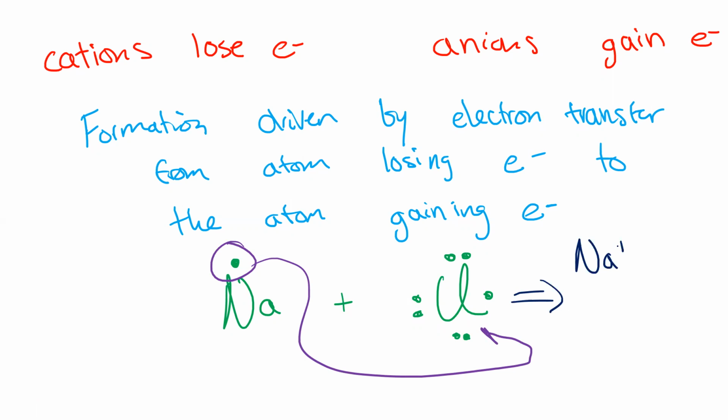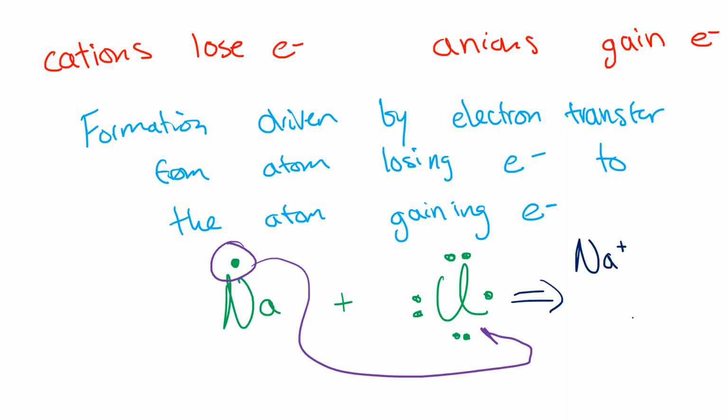sodium cation, which now actually has a complete octet. If you were to look at the sodium atom, it actually has a complete octet, but it has 1 less electron than number of protons, and therefore it has a positive charge.